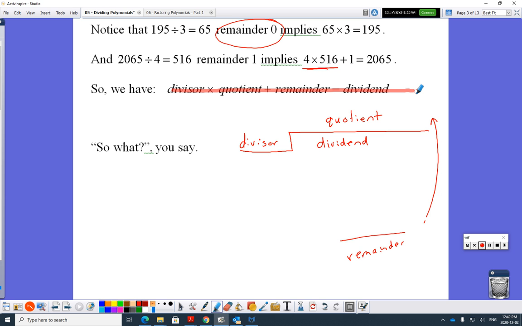All right. So what, you say? What has this got to do with polynomials? You know, I didn't come here today to learn about long division. I certainly could have done that off the internet. I didn't need you to go over long division with me. No, let me show you what's going on here.